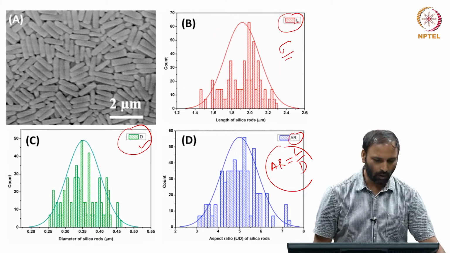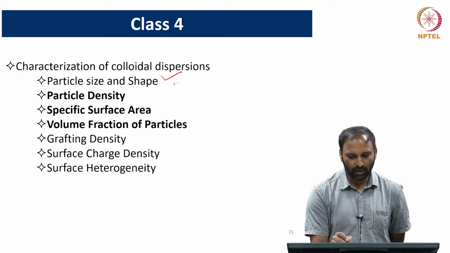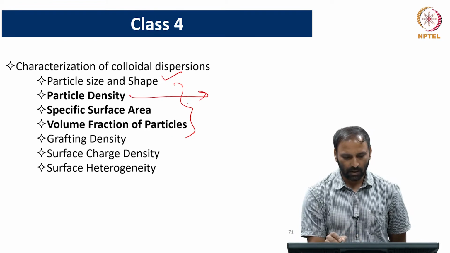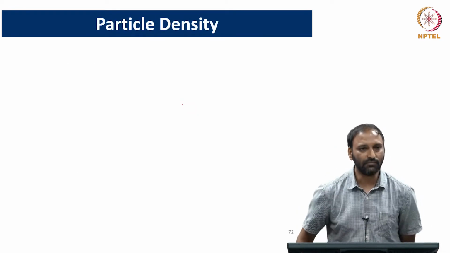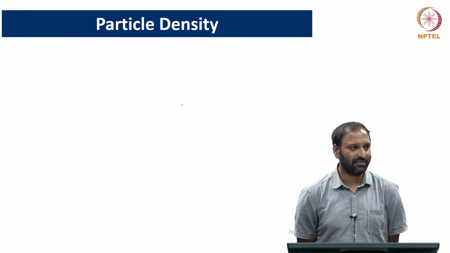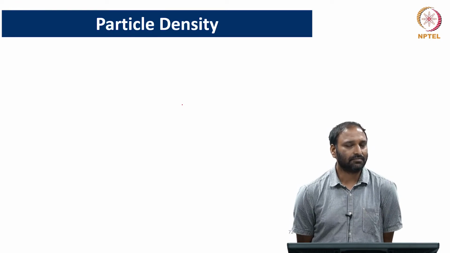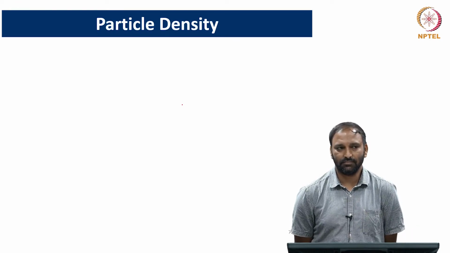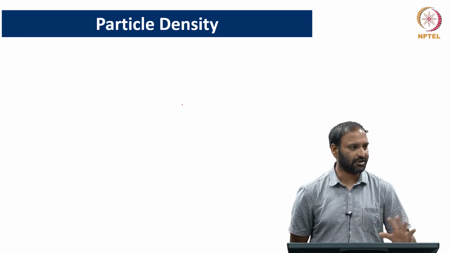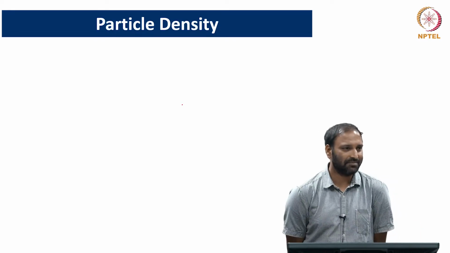Okay. So, now that we have characterized the particles for the size and the shape, let us look at some other parameter that you can use for characterizing the particles. I am going to start with particle density. So, question again, how do you characterize particles for the density? Can you think of any method? I will give you a sample of colloidal dispersion, and I will tell you, you go and tell me what is the density of the particle. How do you do it?